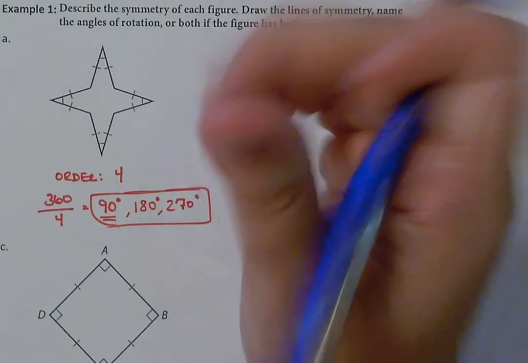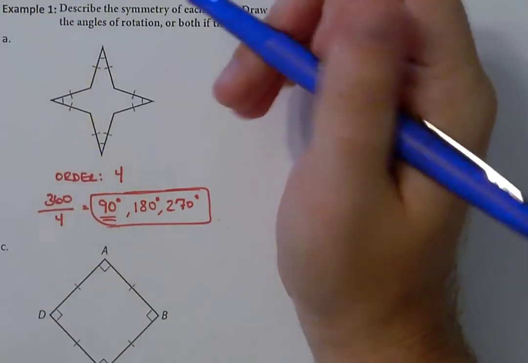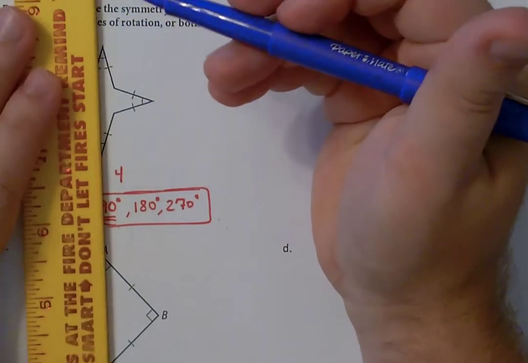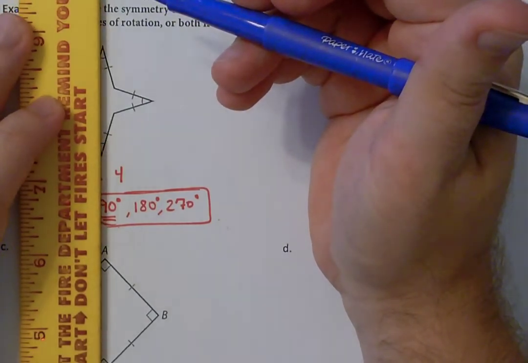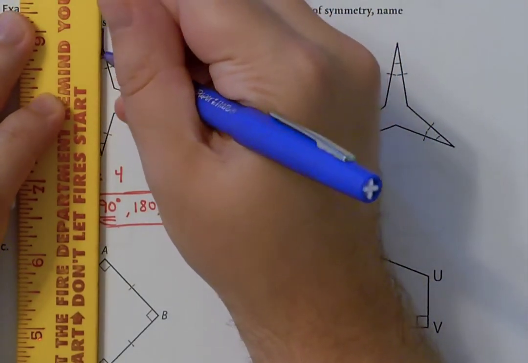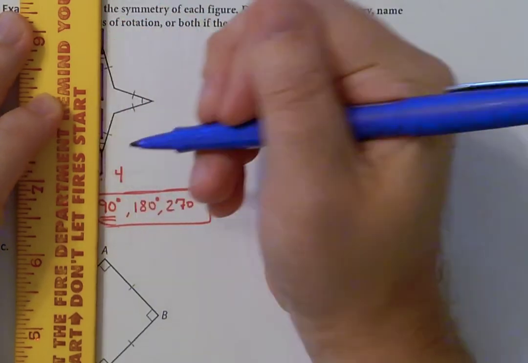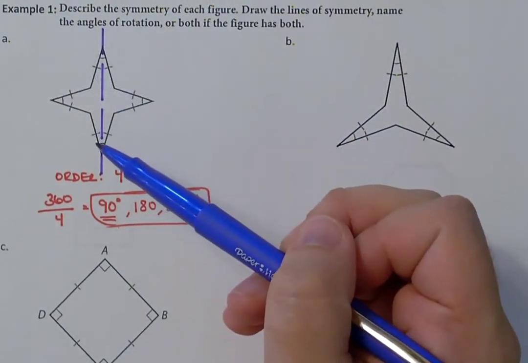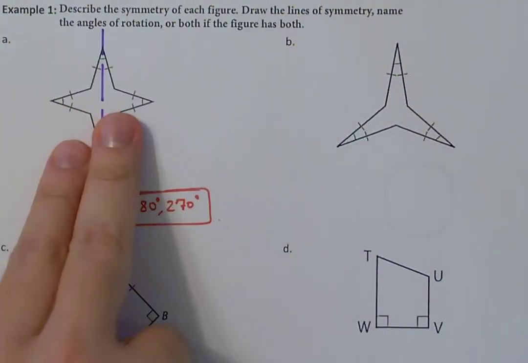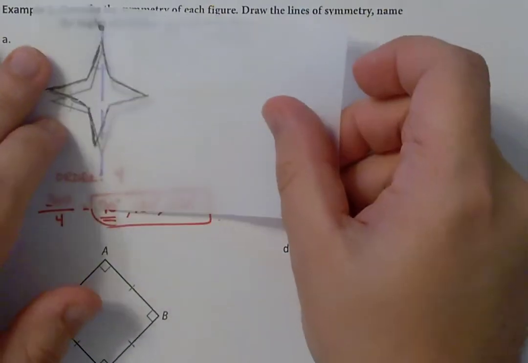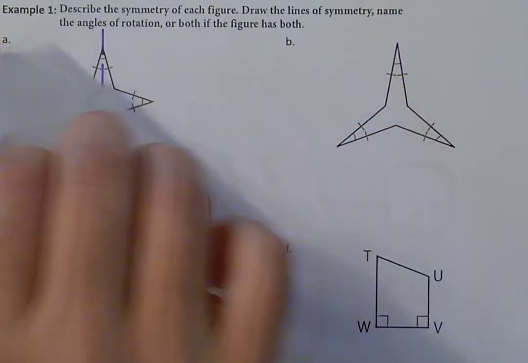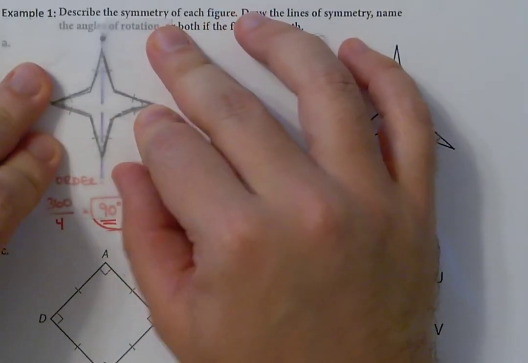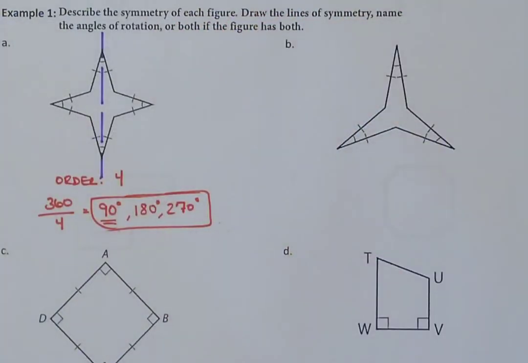So, if we start here, I'm going to start by drawing my first line of symmetry going from top to bottom right through the middle. So we're going to take our ruler, and I'm going to draw my first line of symmetry right through the middle, meaning if I were to reflect over this line, this shape would match up. Much like if I just reflected over this line, it would match up with itself like that. So that is what a line of symmetry is stating.